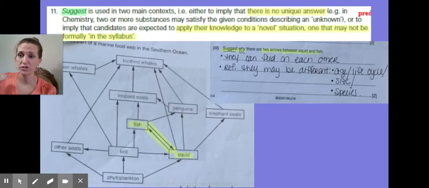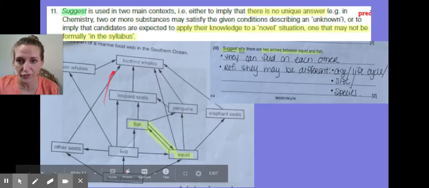Applying it into a new situation. So this question, this is with a food web.